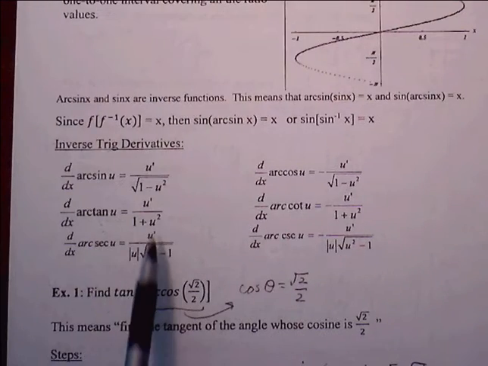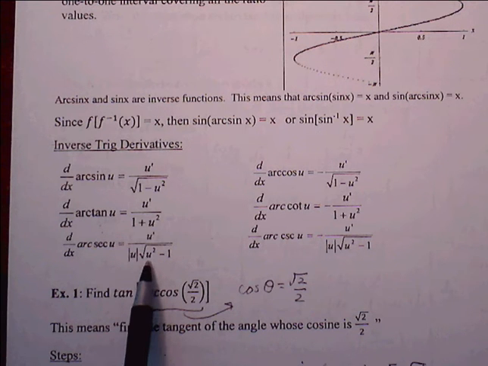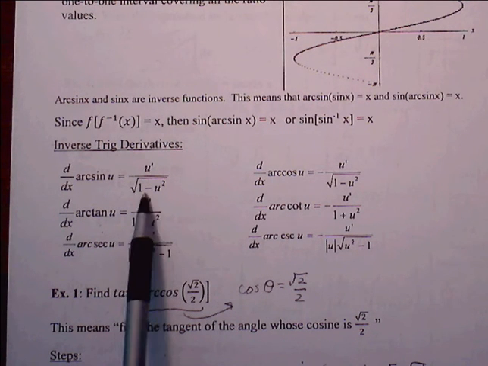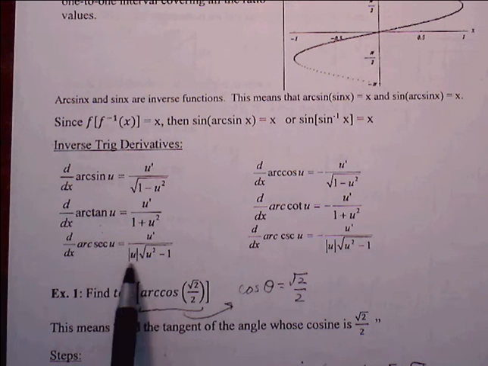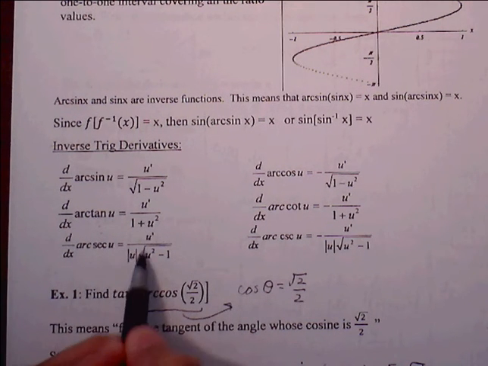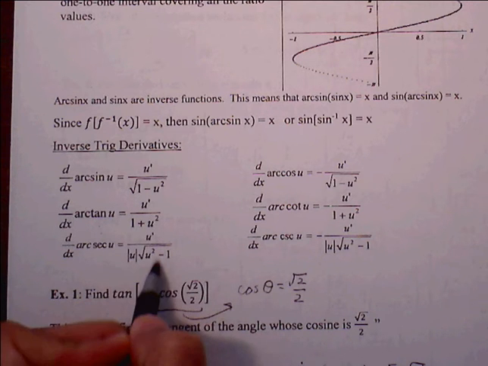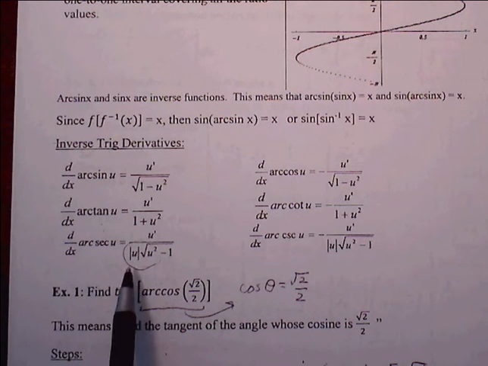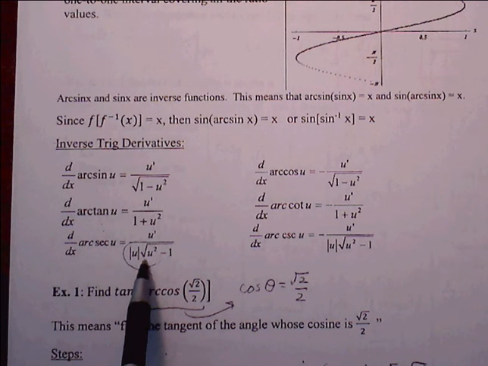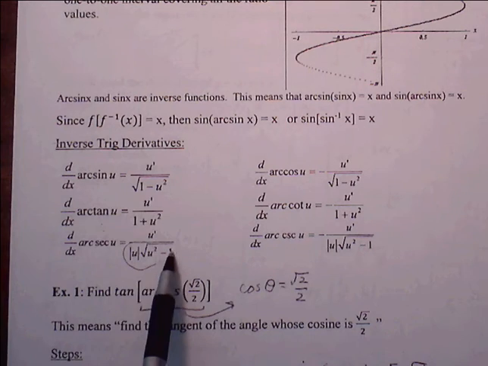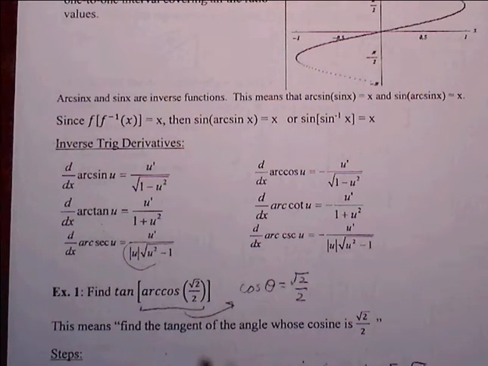Now, to help remember the order of the 1 minus u squared or u squared minus 1: arc secant has absolute value of u and the square root of u squared minus 1. For arc secant, the u's are next to each other, so that will help you distinguish between arc sine and arc secant. Arc secant is the one where the u's are next to each other, which means that arc sine must be slightly different, so it's square root of 1 minus u squared.